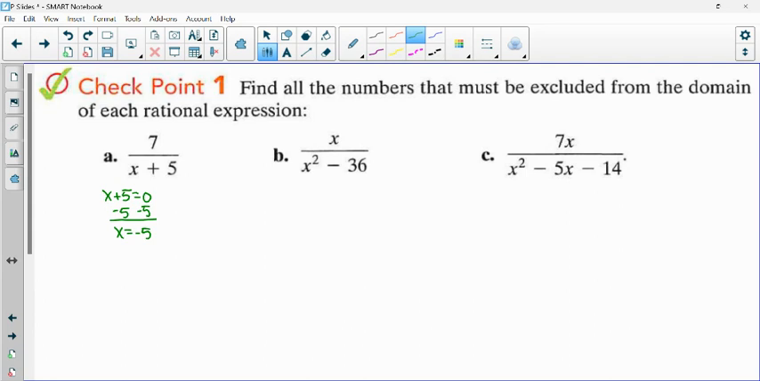So when x equals negative 5, negative 5 plus 5 is 0, and 0 can't be in the denominator because it's undefined. So our exclusion, because the question says what numbers must be excluded, we would have to write x cannot equal -5. That's our exclusion. So we're just saying what x cannot equal. That's what we mean by an exclusion. Because if it did equal -5, -5 plus 5 is 0, and our denominator is 0. Now for b, it's not quite as easy because what do we have to do first?